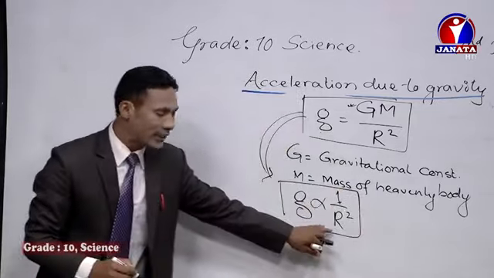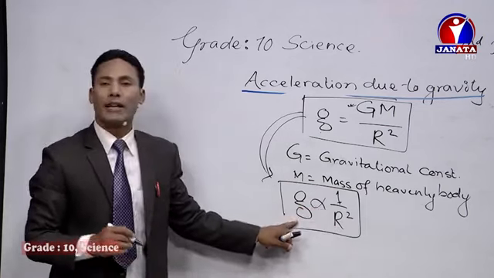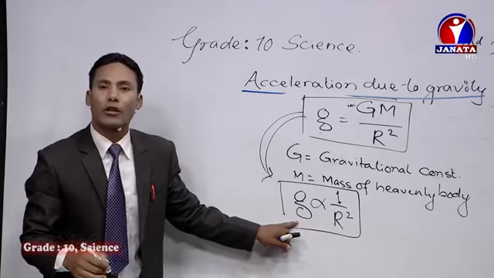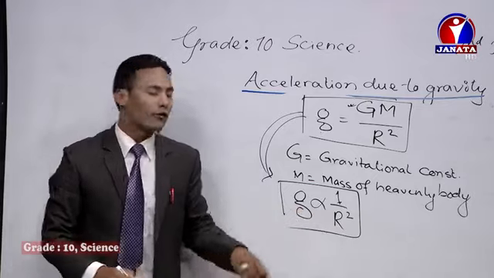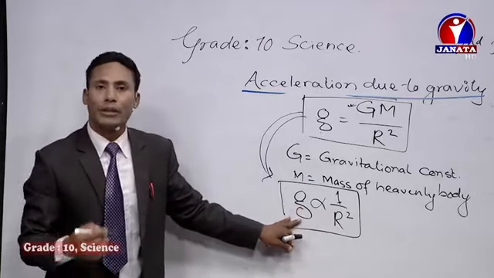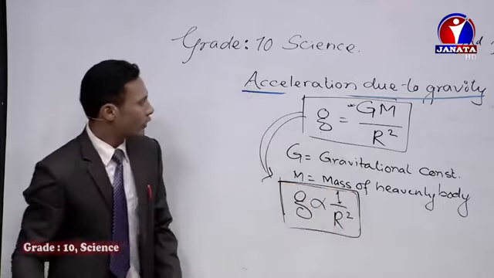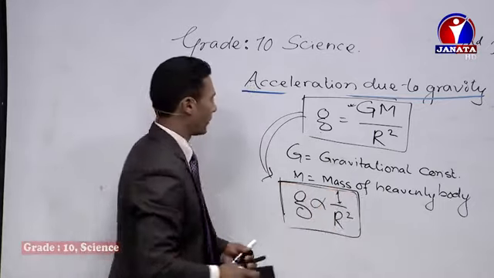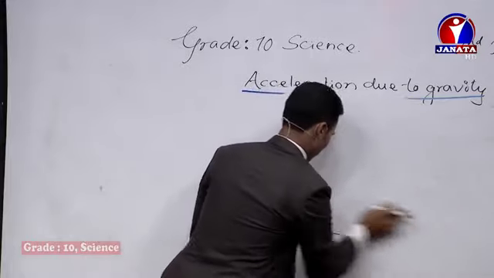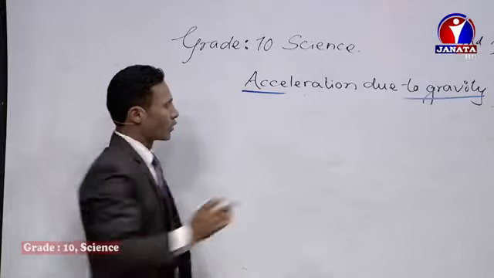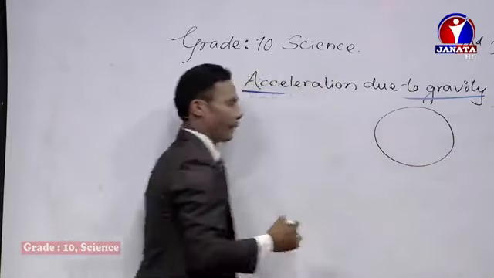Due to this reason, the acceleration due to gravity at different places on the earth varies. What I mean is the value of small g varies from place to place. So the shape of the earth is not completely a sphere, right? It is oval in structure. So this is the earth, it is not completely a sphere, right?